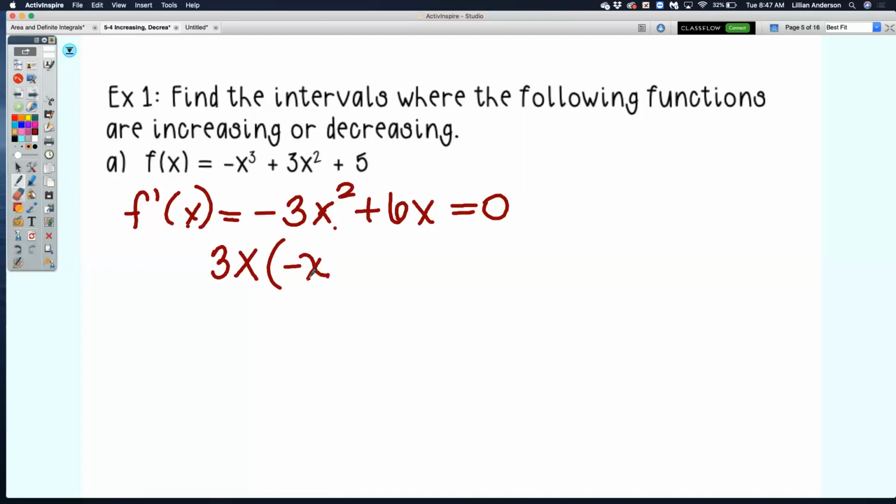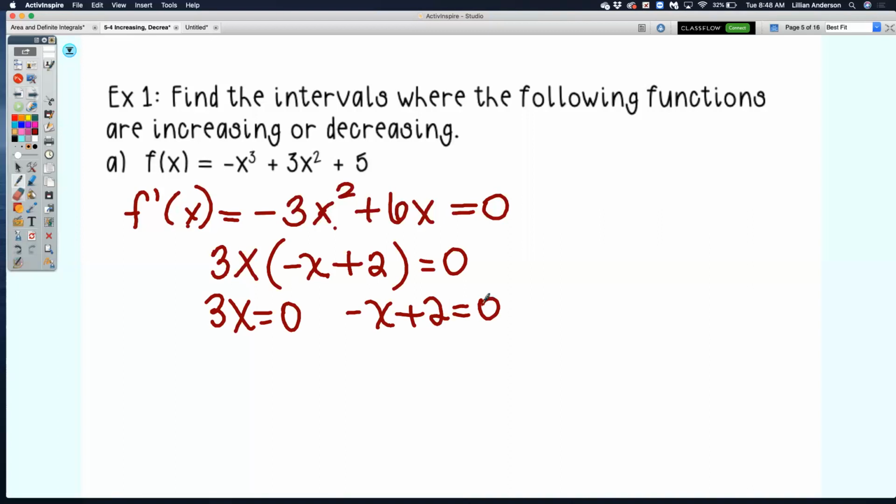Negative x and so after I factor out my greatest common factor, I can't keep factoring from here. So I set both of my factors equal to 0, and I need to solve. When I solve, I'll get x is equal to 0, and over here, x is equal to, we're doing negative 2 or positive 2? It's going to be positive 2.